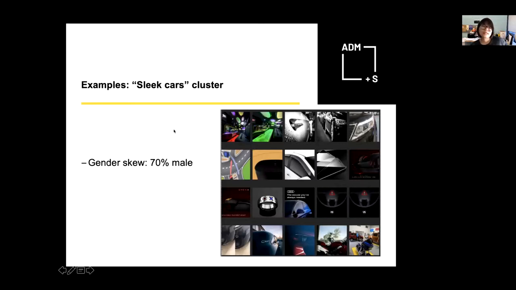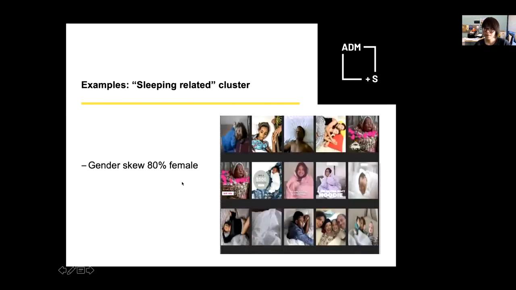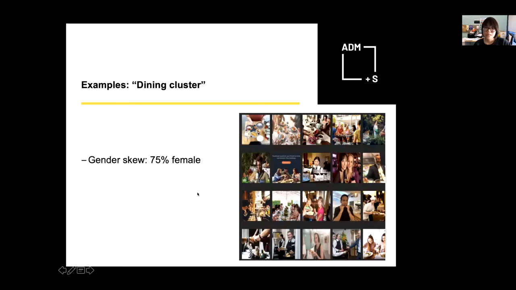So for example, we have a cluster of sleek-looking car ads. And as we can see here, this cluster has a strong masculine skew in terms of the participants who were targeted by this cluster. And by contrast, we have a sleeping-related cluster we identified, which has a very strong female skew. And we were also able to compare this pattern with the dining cluster we identified as well, which, as we can see, mostly features scenes of domestic sociality. And this cluster has been primarily seen by our female participants.